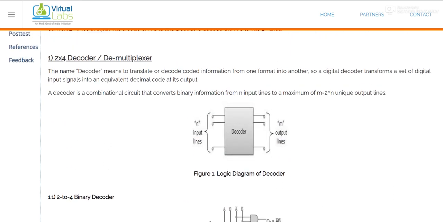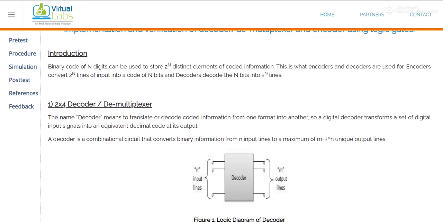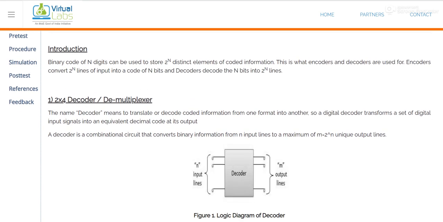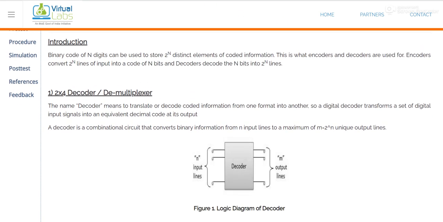So decoder is basically a combinational circuit. So in simple words, encoders convert 2 to the power n lines of input into a code of n bits, and decoders decode the n bits into 2 to the power n lines. So we will understand this concept with the help of a diagram and a truth table.